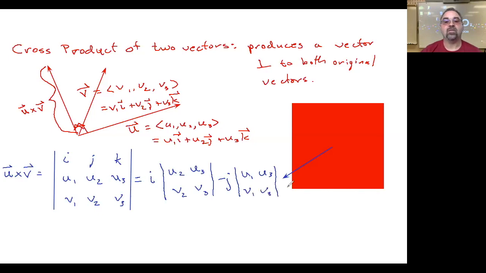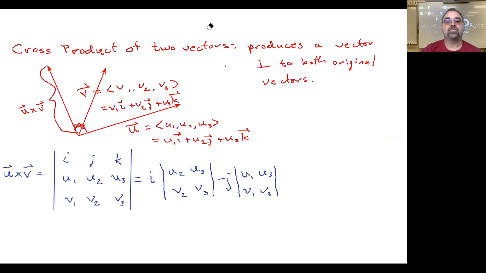And I've got my little drawing in the way here. Oops, so I'm going to get that out of the way. So we can get our third minor up here. This is going to be K vector times U1, U2, V1, V2.